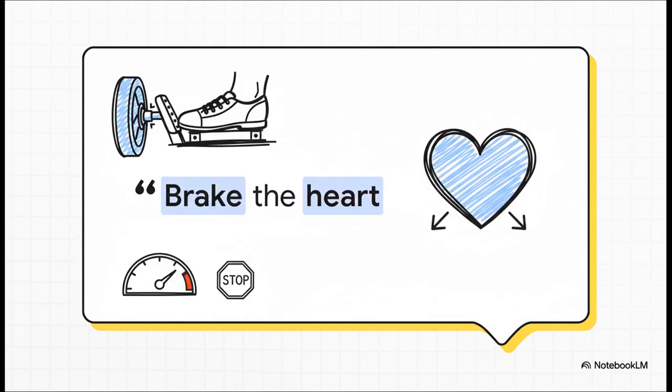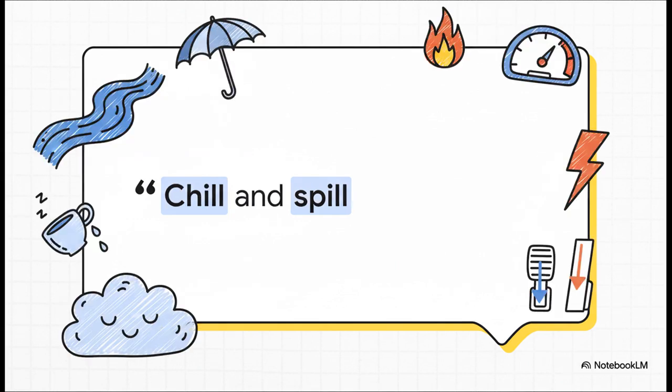Next up, for adrenergic blockers, the ones that block the accelerator, just think break the heart. It points you right to their biggest job, slowing down the heart and lowering blood pressure. Now for the cholinergic agonists, the drugs that activate the rest system. This one might be my favorite, chill and spill. Chill for the calming effect, and spill for, well, all those extra secretions we just talked about.